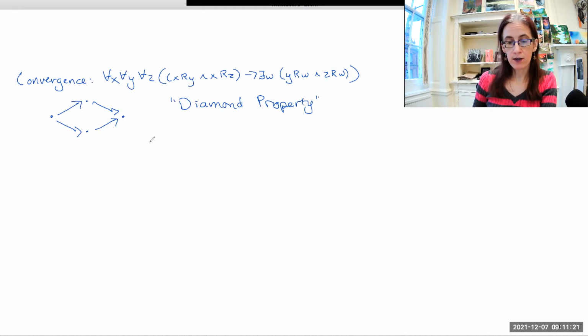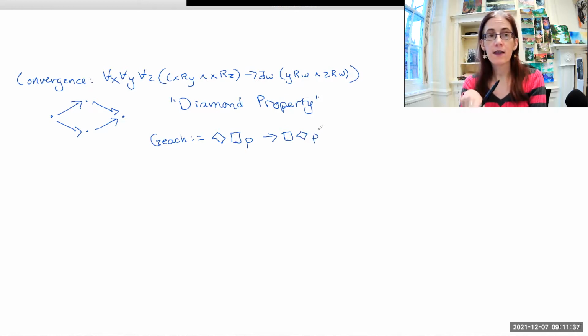This is going to correspond to an axiom that is named for Geach, because he was the first one who systematically investigated it. And that is that possibly necessarily P implies necessarily possibly P. So you can see that convergence is very similar to the Euclidean property, and the Geach axiom is very similar to the E axiom. Hopefully that, along with the proof that I've just given you, will be enough for you to figure out how to prove the correspondence of the convergence property and the Geach axiom. And that is your homework assignment.